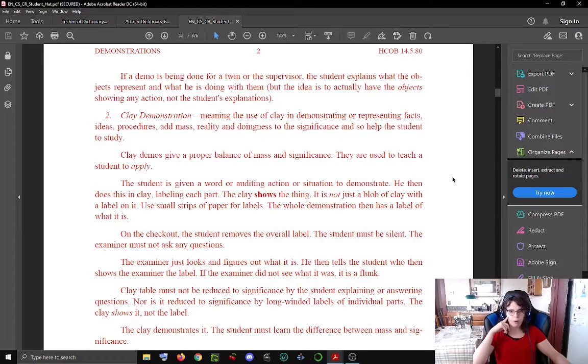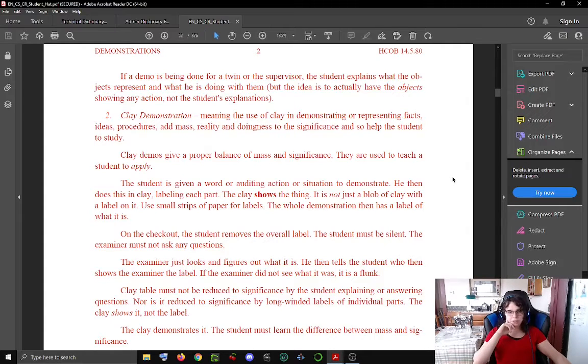Clay demos give a proper balance of mass and significance. They are used to teach a student to apply. The student is given a word or auditing action or situation to demonstrate. He then does this in clay, labeling each part. The clay shows the thing. It is not just a blob of clay with a label on it. Use small strips of paper for labels. The whole demonstration then has a label of what it is.